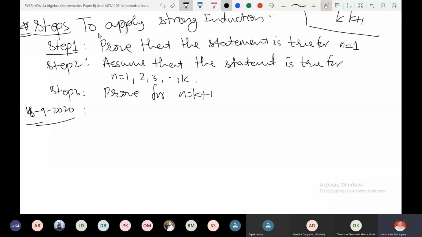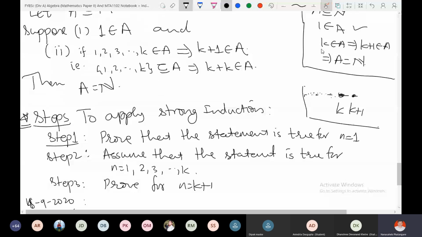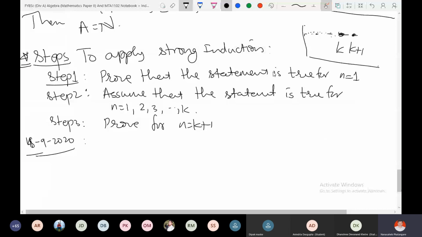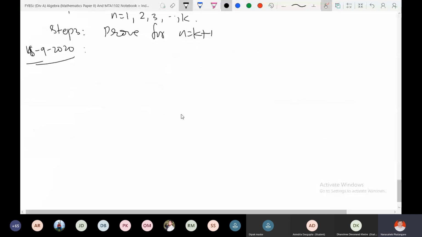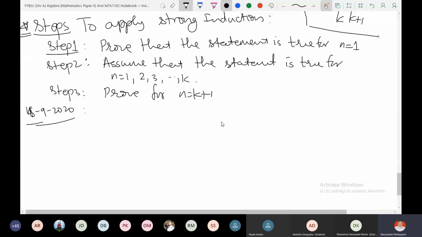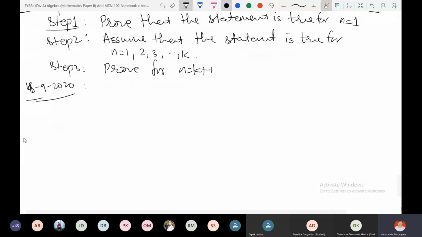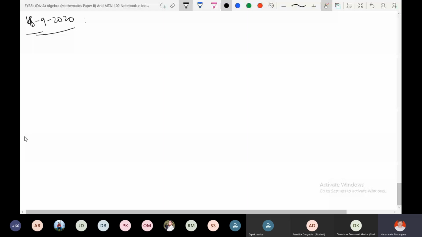So the difference between strong form and weak form is, in weak form we assume that statement is true for k, and from that we prove for k plus 1, but here we are assuming that it is true for all numbers up to k, and then we are trying to prove for next k plus 1. So let us see an example so that you can understand it in a better way, where we need strong form, weak form is not easy in that case.